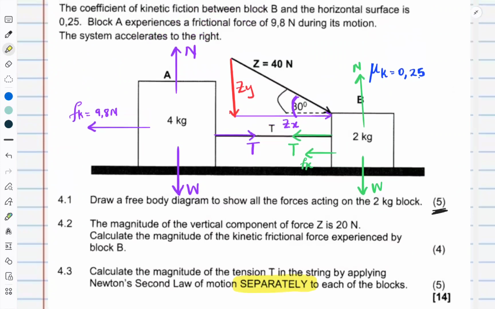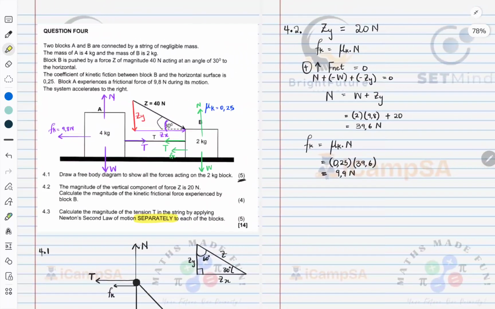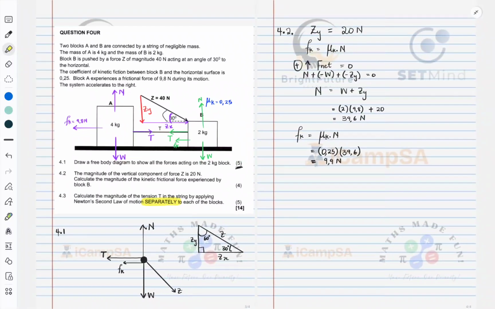Then in method 2, remember what we would do. We would calculate, but we would take these blocks as a unit. We take it as one thing. But method 2 wouldn't work here, because when we sum our forces, this T won't be part of those forces. So it makes sense why they guide you to use the method where you do it separately. So let's do it.